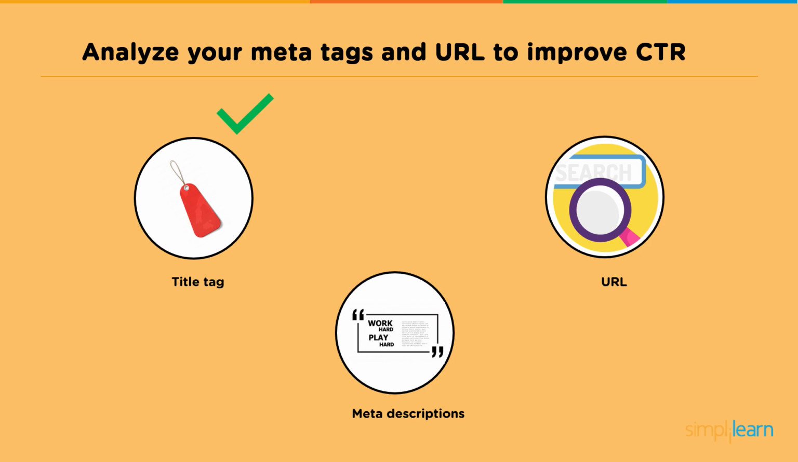This is important because the meta tags, i.e. the title tag and the meta description, and the URL is what shows up in Google search results. So if we have title tags, that's the first important element. That's what shows up in the search results.